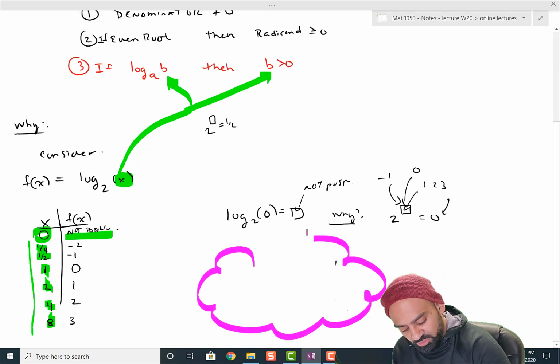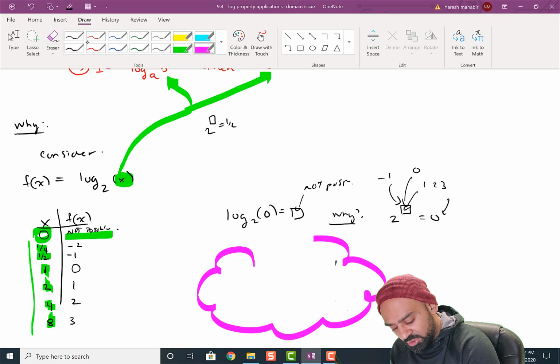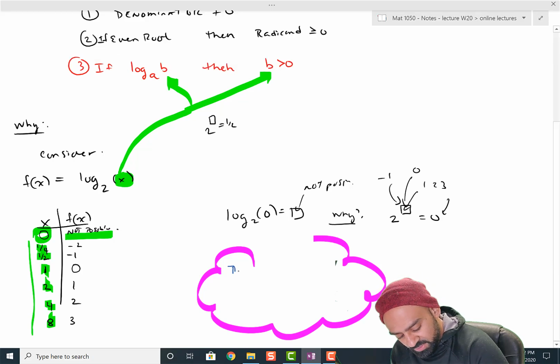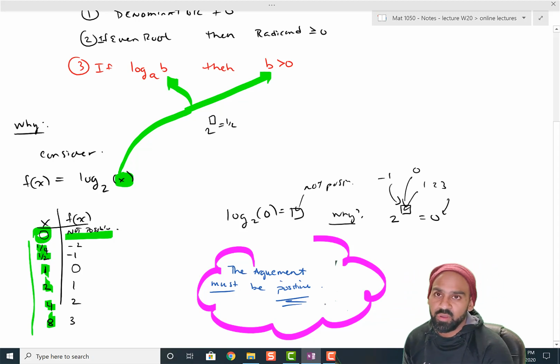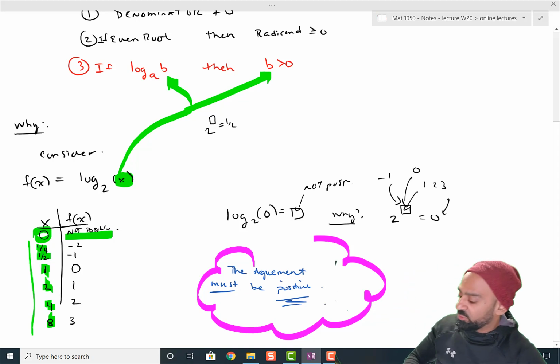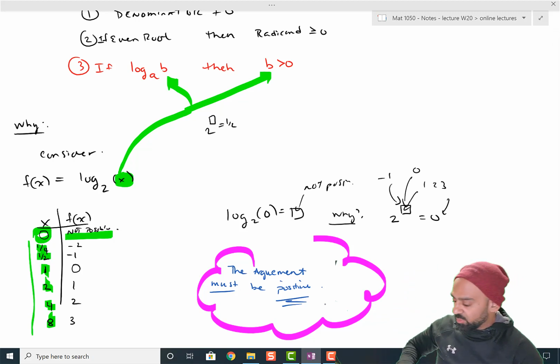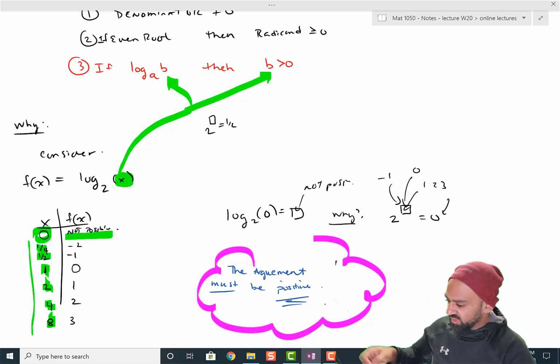So here's the moral of the story, okay? The argument, which is the B part of the log, must be positive. Big deal. Big deal, guys, all right? So let's go ahead and do a quick example or 3, and then you'll get to see what I'm talking about, okay? And then it makes perfect sense, at least I think so.